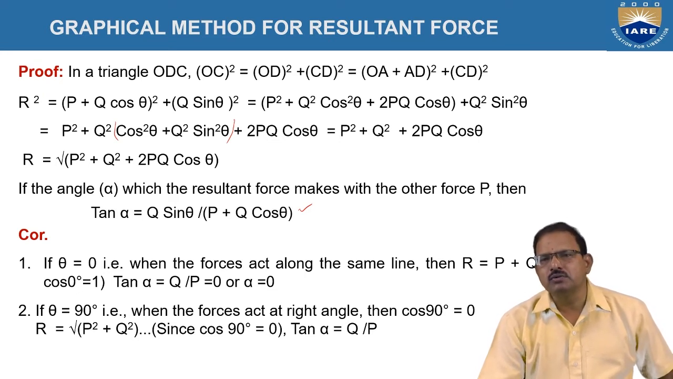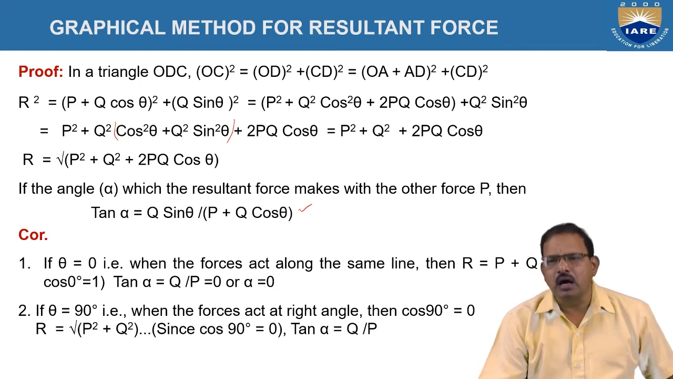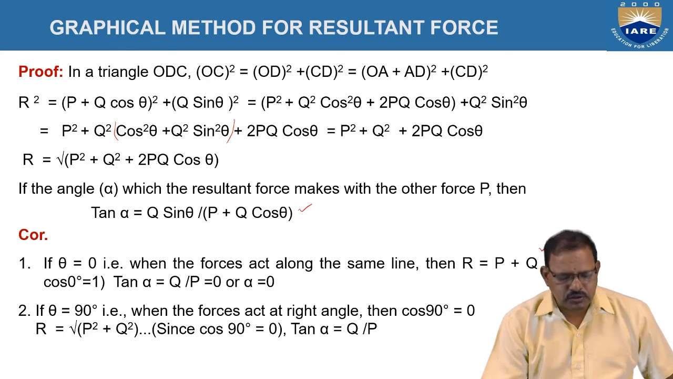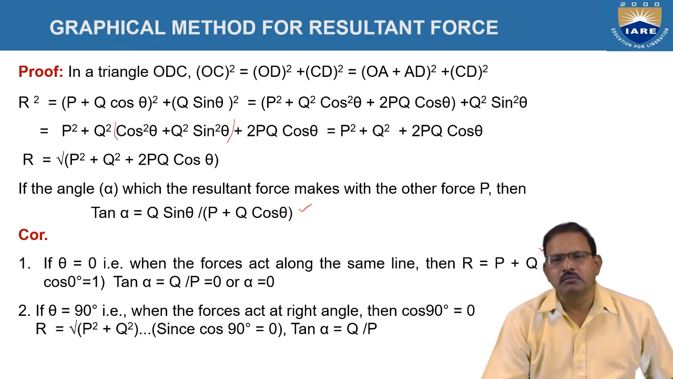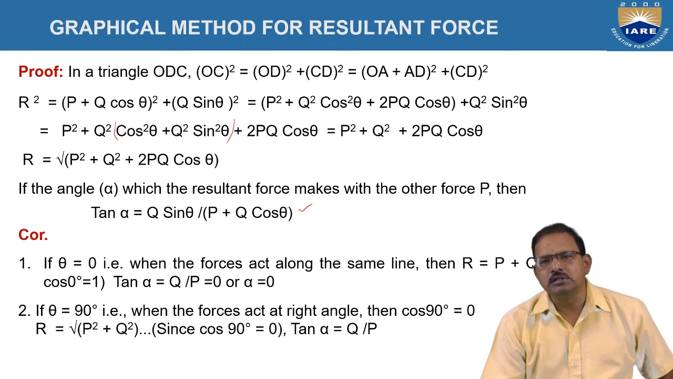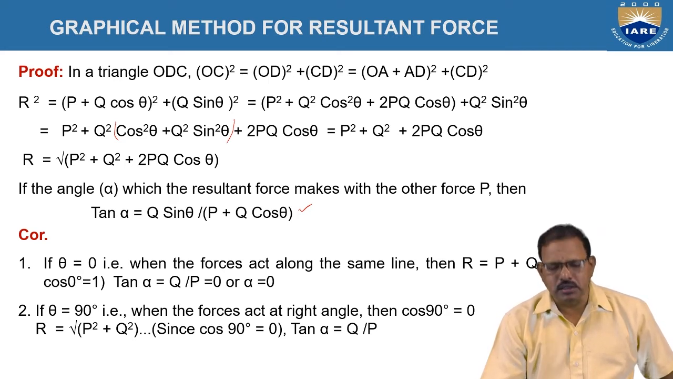Now, here we are considering these two forces are in the same directions, since theta is equal to 0, and so R is equal to P plus Q. Here it is represented now. Now tan alpha is equal to Q by P, which is equal to 0, because tan 0 is equal to 0, or alpha is equal to 0. That means the direction of the resultant force, when they are collinear, lies in the same direction of the forces which are acting now.